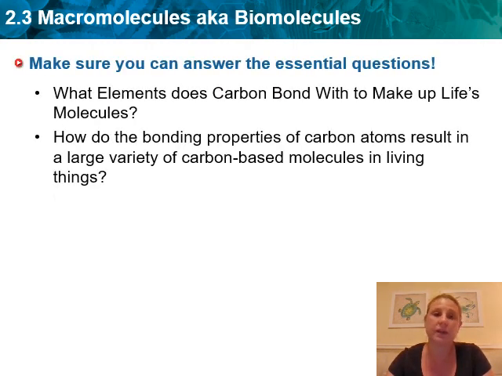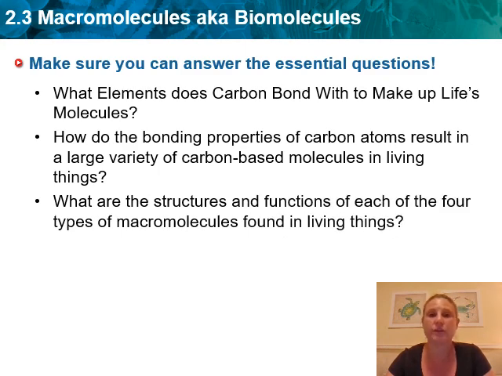Okay, so the last thing you guys need to do is make sure you look over these essential questions, make sure you can answer these, and then move on to the next assignment where you're actually looking at the structure. So you're going to tell me the structures of the macromolecules. You're going to tell me their functions and then give me some examples.